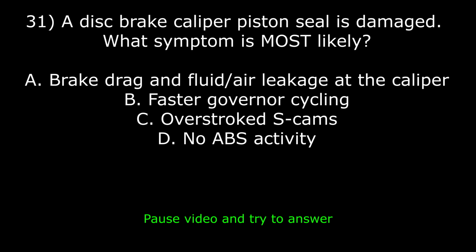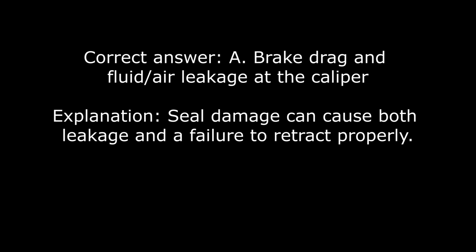31. A disc brake caliper piston seal is damaged. What symptom is most likely? A. Brake drag and air leakage at the caliper. B. Faster governor cycling. C. Overstroked S-cams. D. No ABS activity. Correct answer is A. Brake drag and air leakage at the caliper. Explanation: seal damage can cause both leakage and a failure to retract properly.